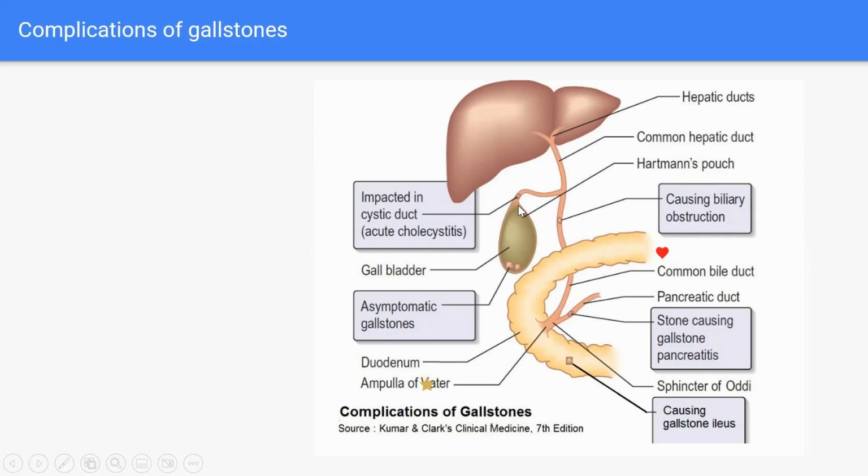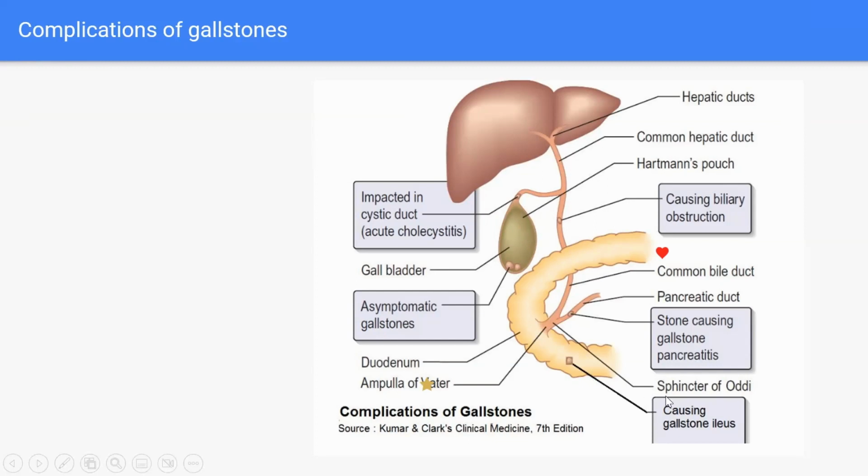Now, if that gallstone goes up and lodges itself in the cystic duct and stays there, and then we get inflammation and infection, that's when we get cholecystitis of the gallbladder, okay? You can imagine those little ducts can also block things like the common bile duct here.